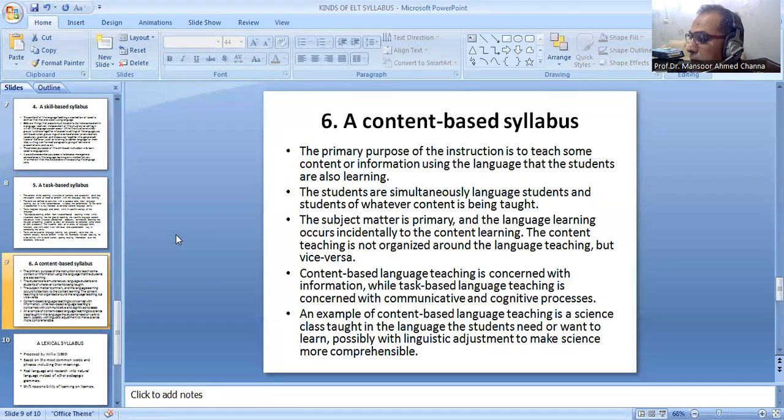Content-based language teaching is concerned with information, while task-based language teaching is concerned with communicative and cognitive processes. An example of content-based language teaching is a science class taught in the language the students need or want to learn, possibly with linguistic adjustment to make science more comprehensible.